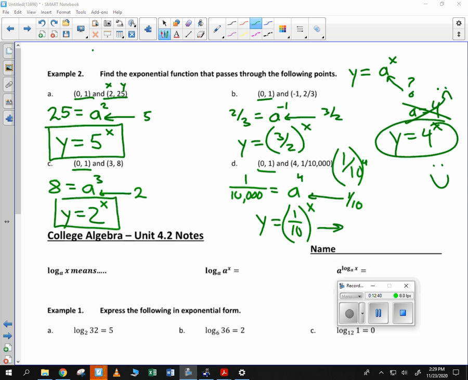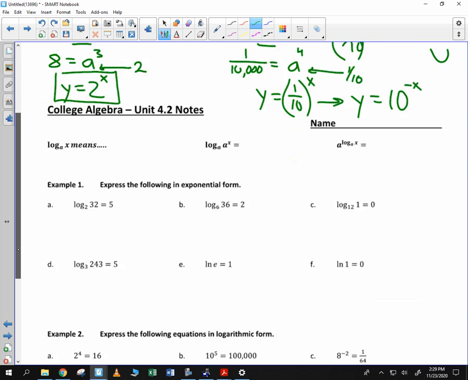I do want to just let you know again, you could write this as y is equal to 10 raised to the -x. Those are the same functions. Either way, that's a nice introduction into exponential functions. Then we go into logarithms.